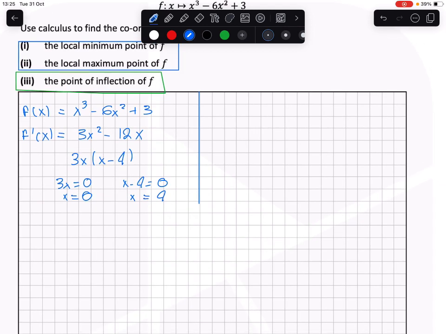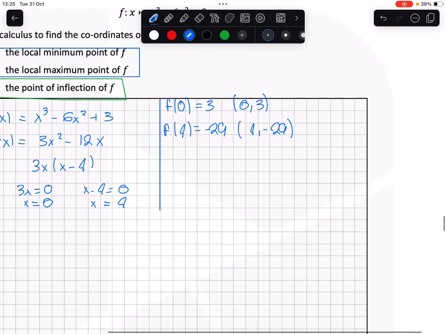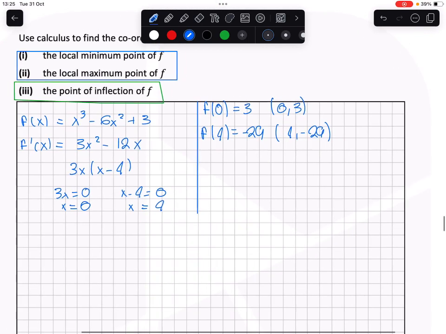So if we find f of 0, that equals 3, so it gives us the point 0, 3. And then if we find f of 4, it gives us negative 29. So that's 4, negative 29. I'm not showing you doing these calculations because it's just sticking it into your calculator. So now we just need to figure out which one is which.